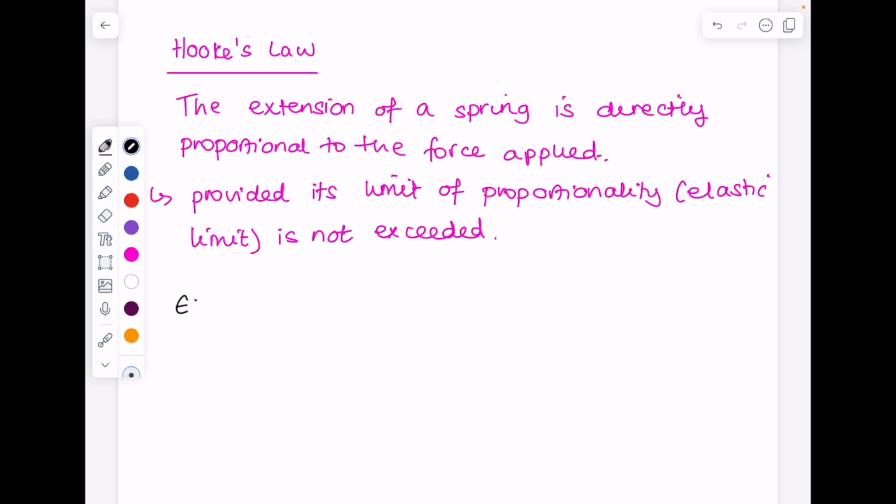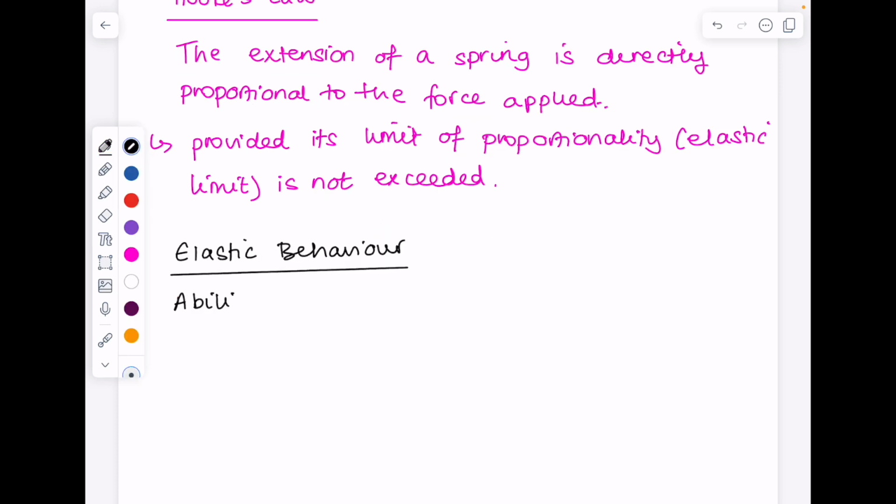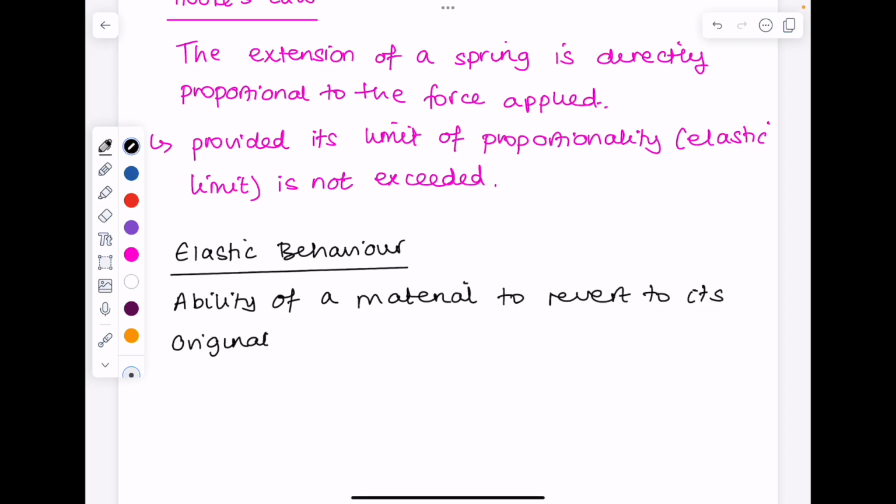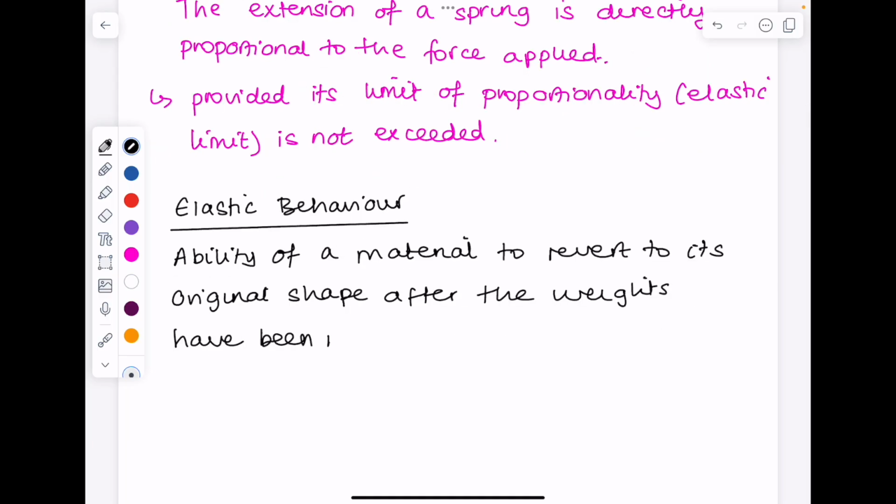They could ask you the meaning of the term elastic behavior. This refers to the ability of a material to revert to its original shape after the weights have been removed. And we'll go through a method in a past paper question.